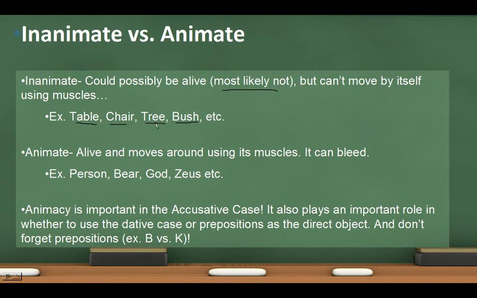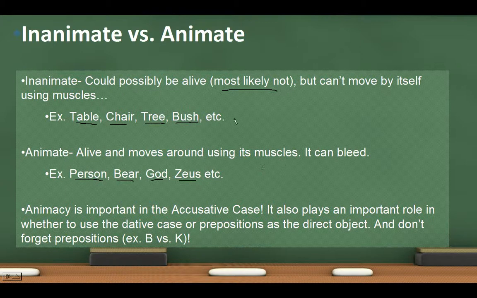And then animate nouns are alive, and they move around using their own muscles, and they can bleed, for example. So a person is animate. Any person is animate, of course. A bear. God is animate. And other things like mythical people, Zeus, is animate also. But basically the rule of thumb is that it's alive and it can breathe and bleed.